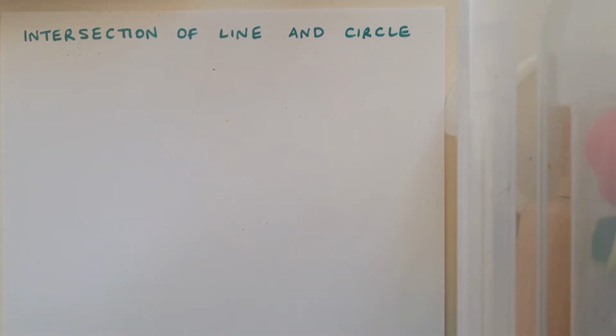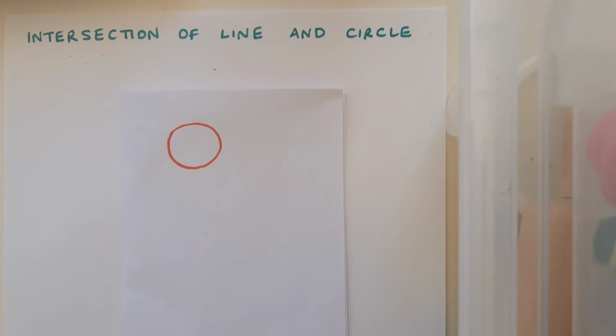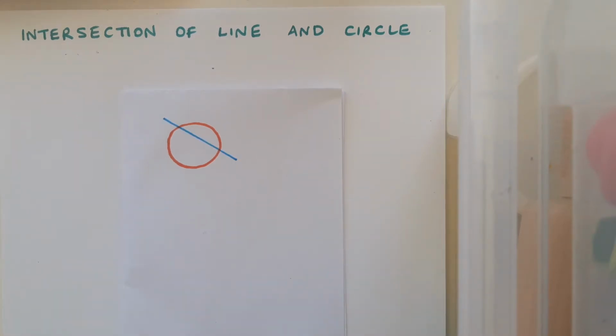This video is about how to find the points of intersection of lines and circles. So imagine that you have a circle and you want to find where a line intersects it. There's a couple of different possible outcomes. The line may intersect the circle in two different places, in which case you have 2 points of intersection.